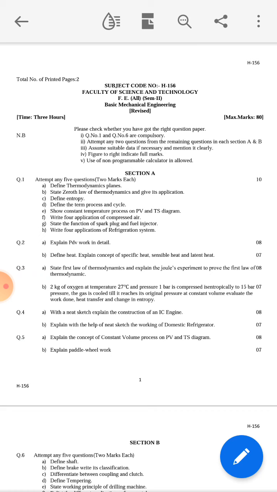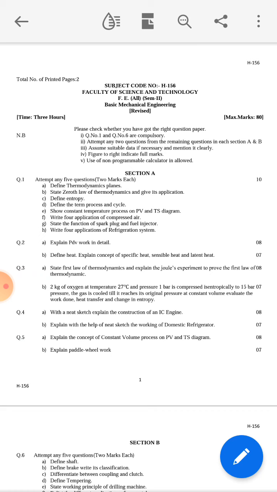other questions, right? First question, define thermodynamic planes. That is, what are the thermodynamic planes? The diagram on which we have to represent the state of material or state of fluid, right? That diagram, or those planes, are called thermodynamic planes. PVTS diagrams, right? These are the thermodynamic planes.